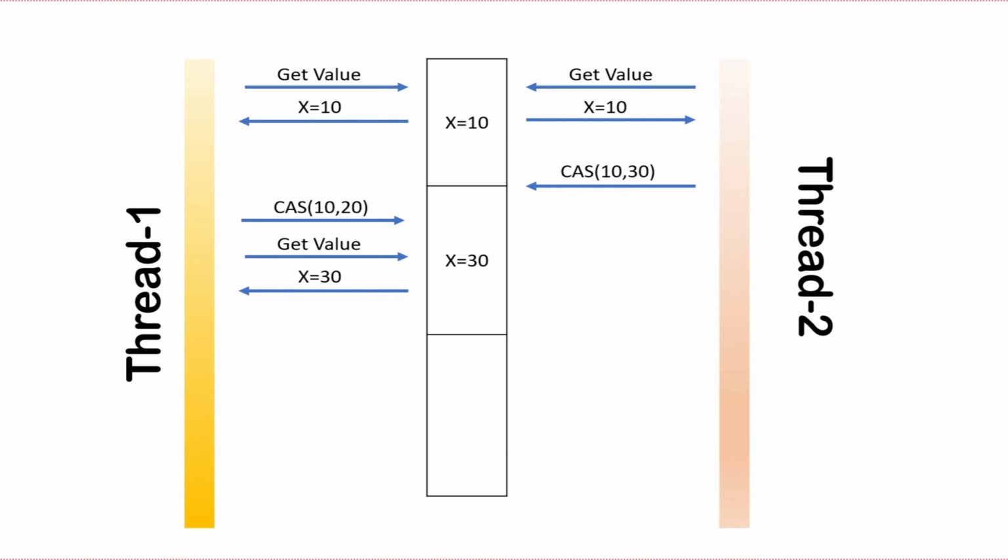And based on that current value, it will again double its value and execute the CAS operation again with 30 and 60 as parameters. And as currently the value is 30, this CAS operation will be successful and 60 will be written to the shared resource. So this is how compare and swap operations work internally.